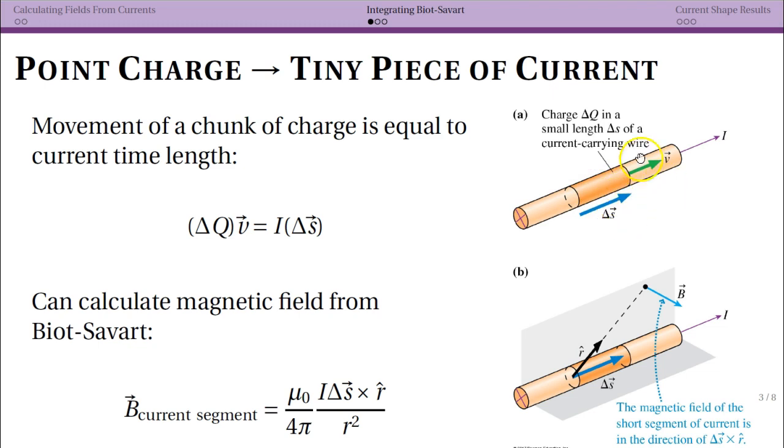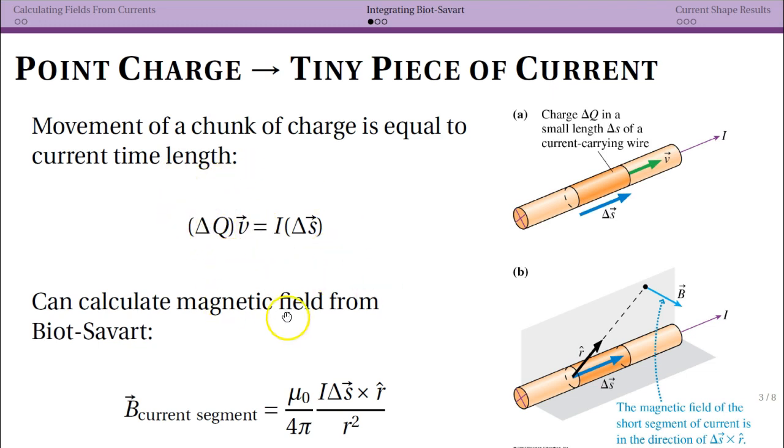So that picture is kind of shown here. So delta S in this case is just some little displacement vector that our charge has moved over. And remember that current is charge per time. So the units work out here, and we're just either thinking about a current over a length or the velocity of a chunk of charge.